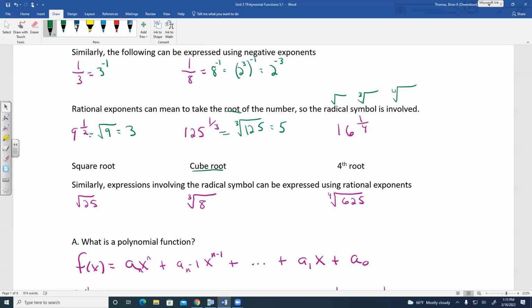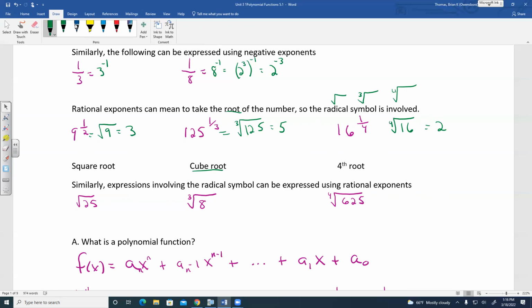16 to the 1/4 would actually be 4th root. So that's going to be the radical symbol with the little 4 here. And if you put a 16 inside there, that's now the 4th root of 16. And what can you raise to the 4th power and get a 16? That would be a 2.